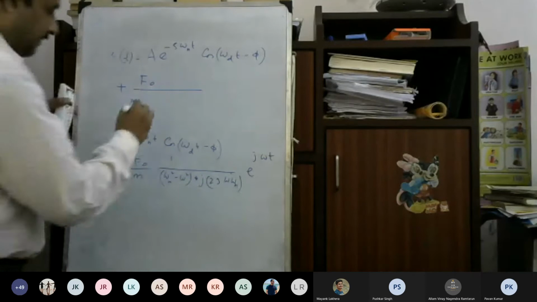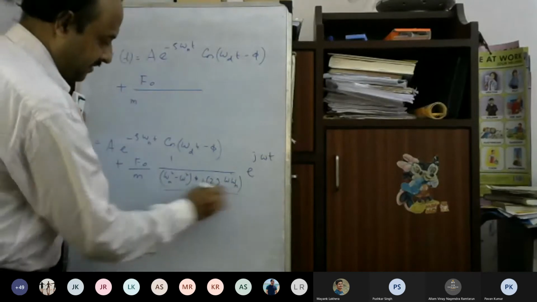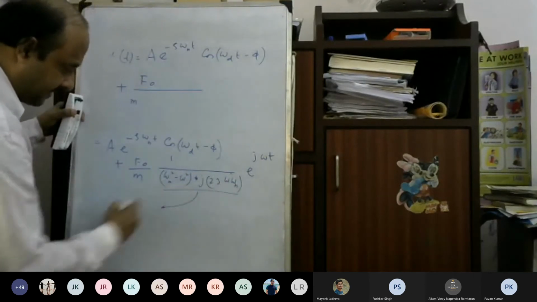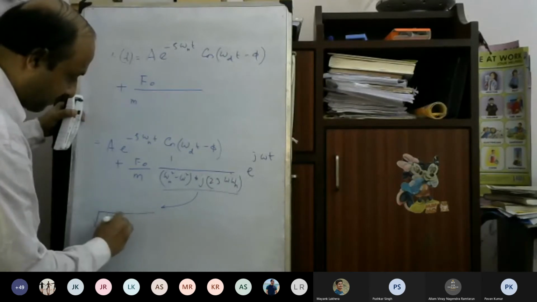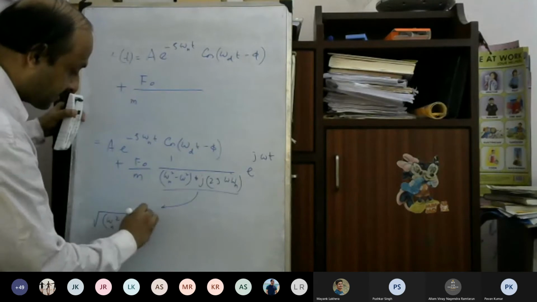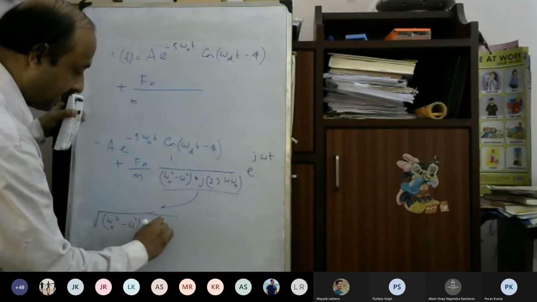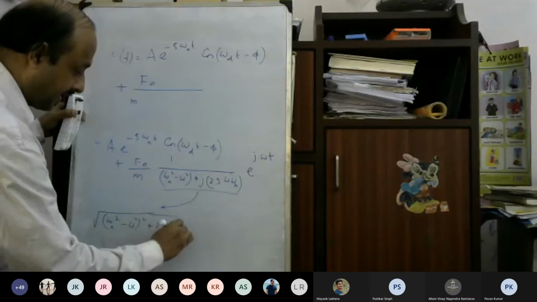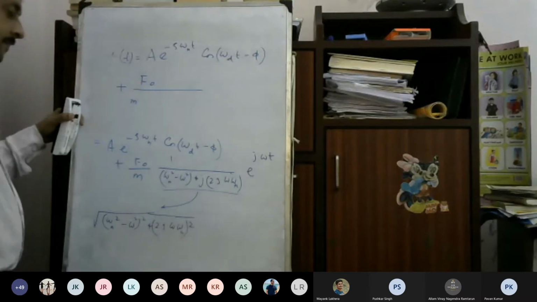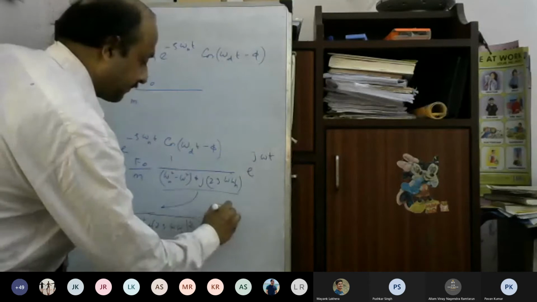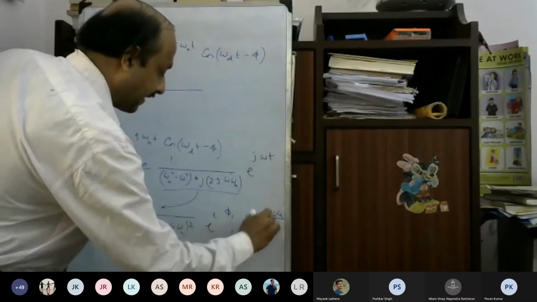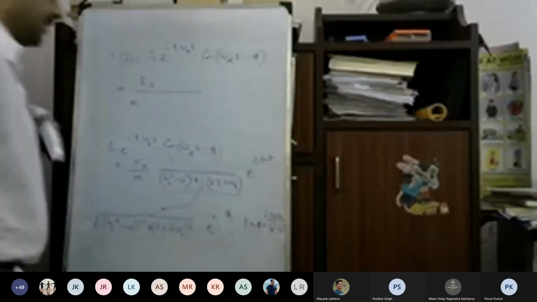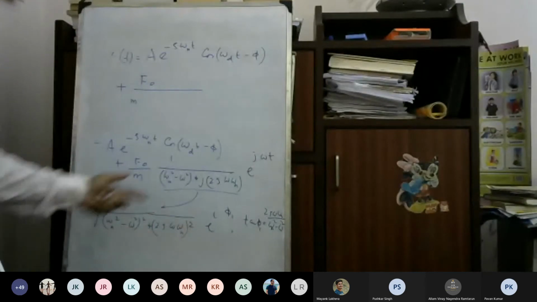So I can write it down this way. That is, this quantity I can write down in the phasor form. That means I can write it as the square root of (omega n square minus omega square) square plus (twice zeta omega n) square, and e to the power i phi 1, where tan phi 1 equals 2 zeta omega n divided by omega n square minus omega square. So this is how we can also write down the denominator.